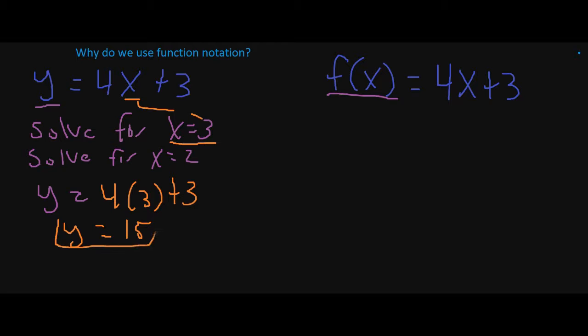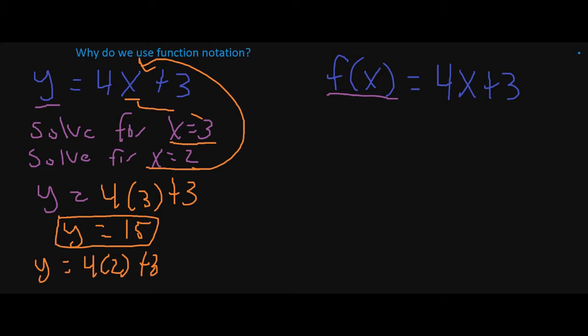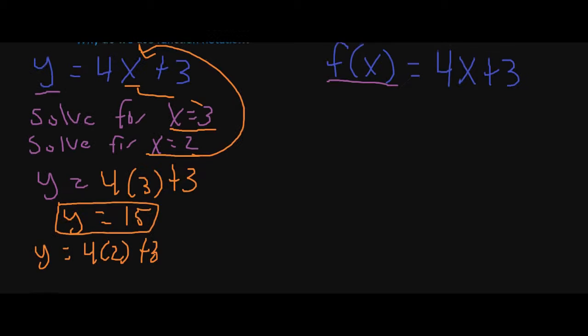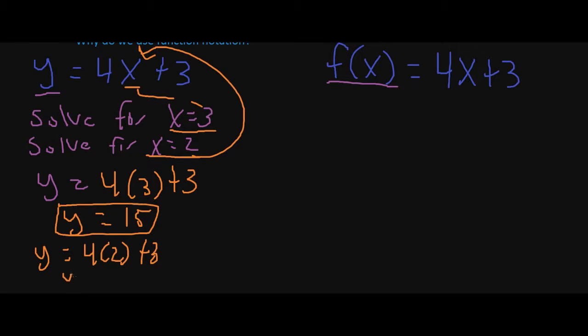Okay, so we get this answer. And now we need to solve for when x equals 2. Well, it's the same thing. We're going to plug in 2 for x. So we're going to get y equals 4 times 2 plus 3. Right? So what we get here is y equals 4 times 2 is 8, then plus 3 is 8, 9, 10, 11. So we're going to get 11. So y equals 11, y equals 15.